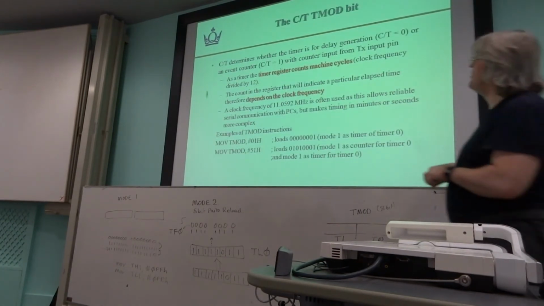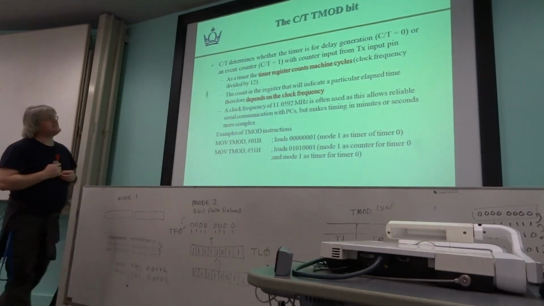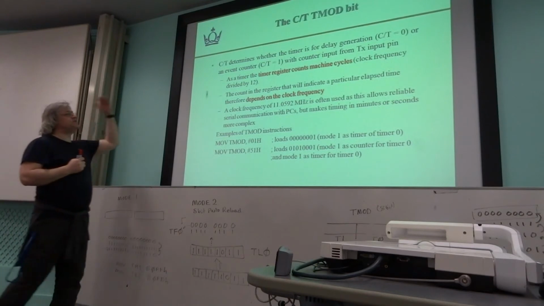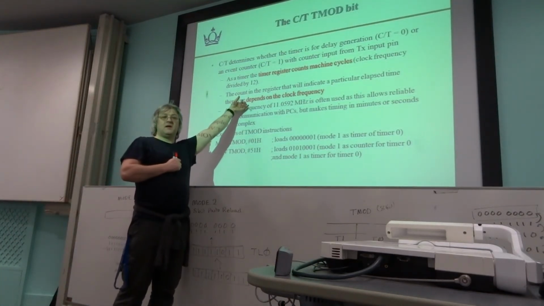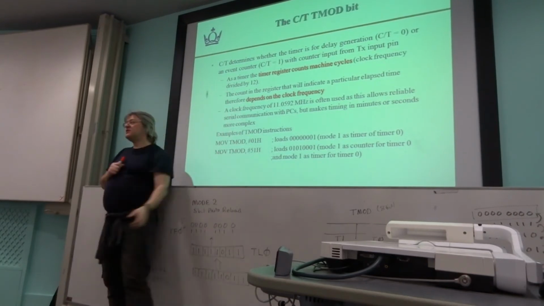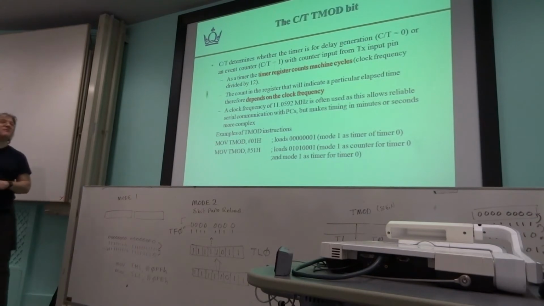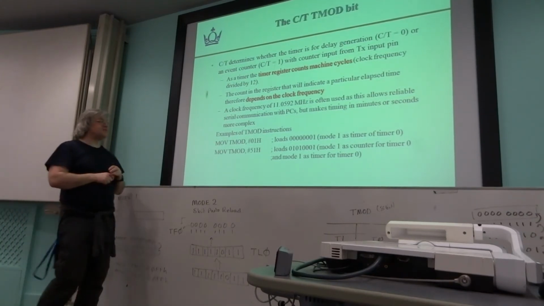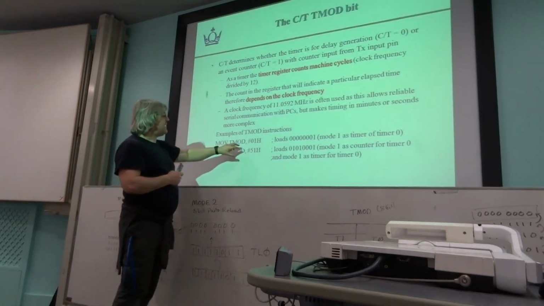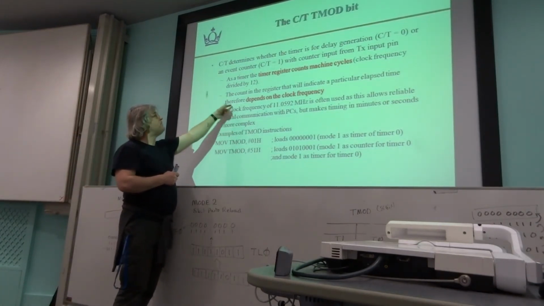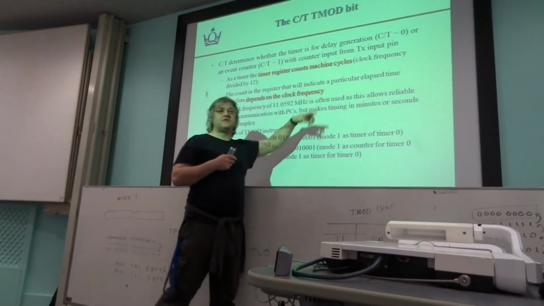Right, here's a little bit more about the CT flag. We've already seen how it works. This is the flag which is used to determine the source of the pulses. If it's in count mode, the pulses come from an external pin. If it's in timer mode, it comes from the oscillator circuit. And it's just showing you here how to determine whether CT is high or low, ways to write to it.